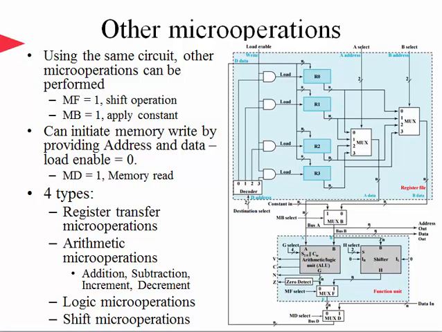There are basically 4 types of microoperations: register transfer operations, arithmetic operations such as addition and subtraction, logic operations such as XOR and AND, and shift operations which can be used in multiplication and division operations.